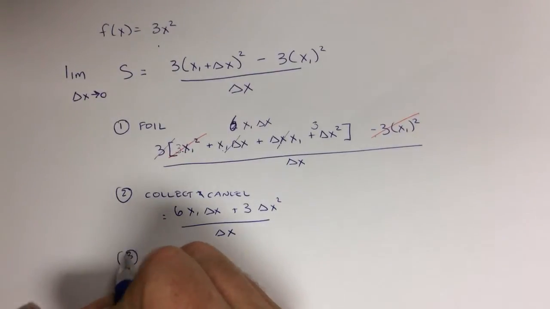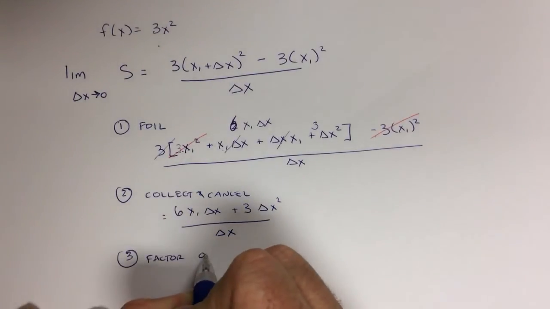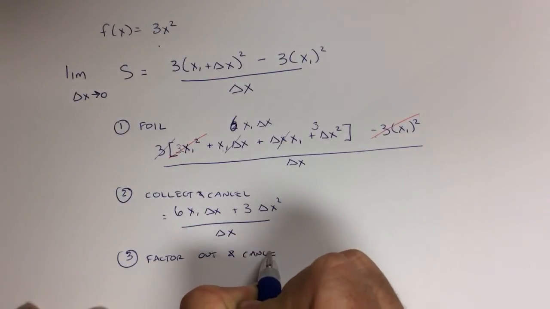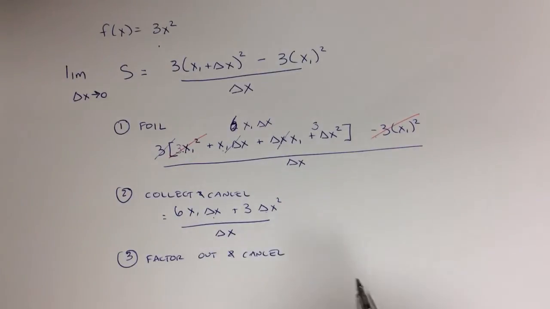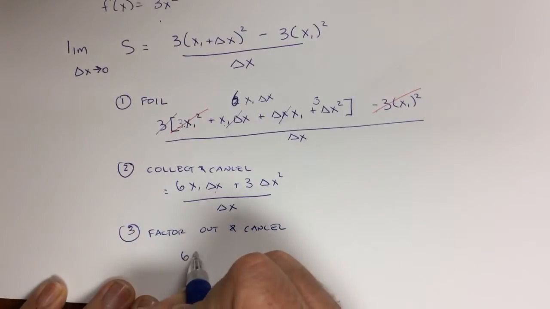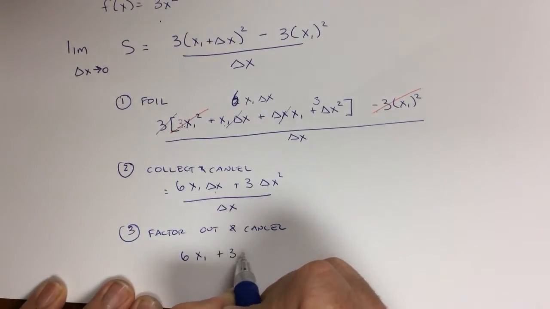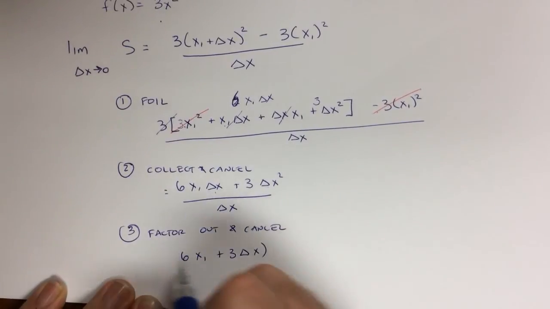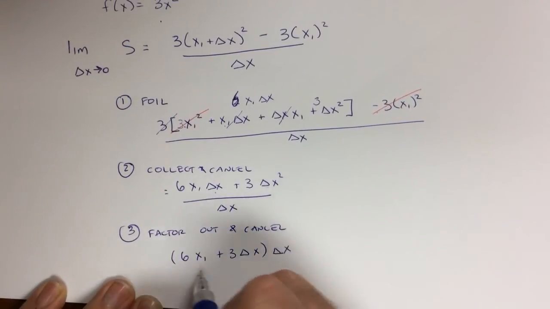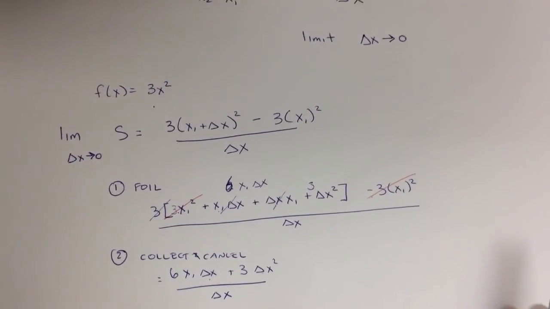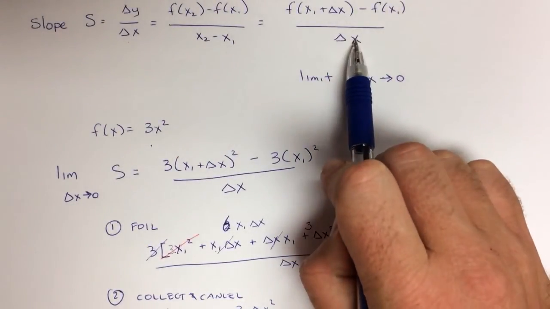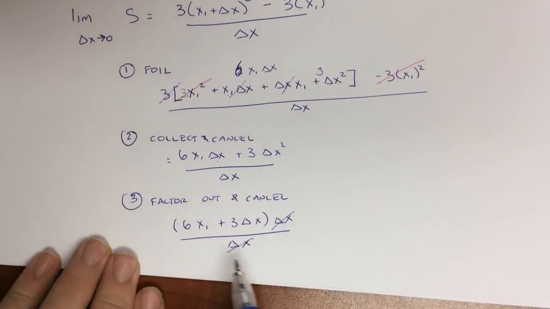Step 3 is factor out and cancel. So you notice we have a delta x here and two delta x's there. So let's just pull one out. If we pull one out, we'll get 6 x1 plus 3 delta x times delta x, all divided by delta x. And now what's nice is this delta x cancels with that delta x. And now we've solved our problem. Remember, our original problem is that we want the limit as delta x goes to 0, but we can't because it's in the denominator. Now it's not in the denominator.